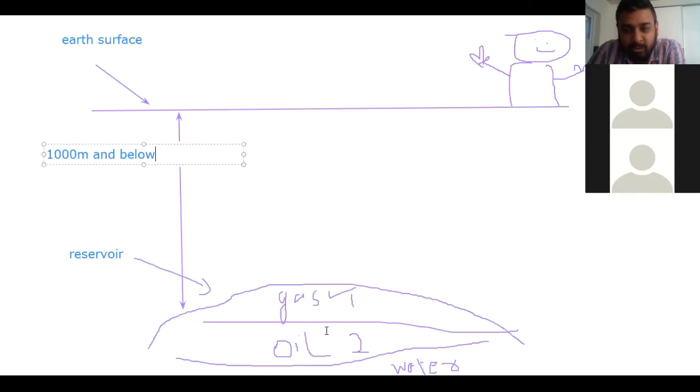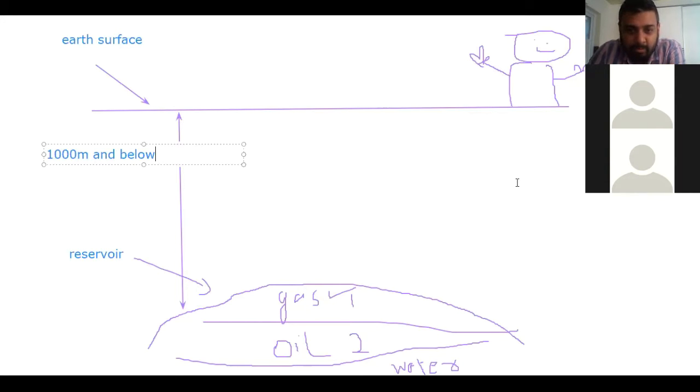Is there any way to communicate with the reservoir? Is there any way we can reach this one? Only by drilling. There's no way you can communicate directly with the reservoir. We can only reach this oil zone by drilling.